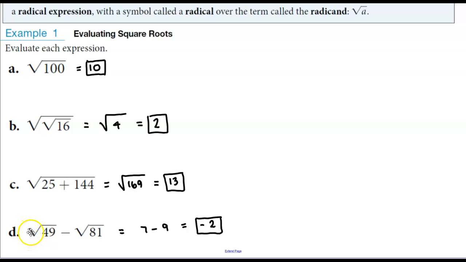In part D, we have to simplify the radical expressions first and then subtract. So what number do we have to square to get 49? The number is 7. Minus, what number do we have to square to get 81? Is 9. So now we have this subtraction, 7 minus 9 is equal to negative 2.